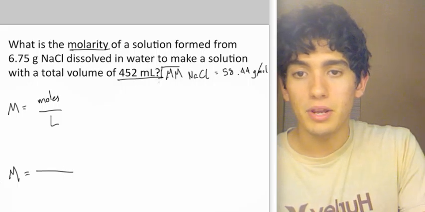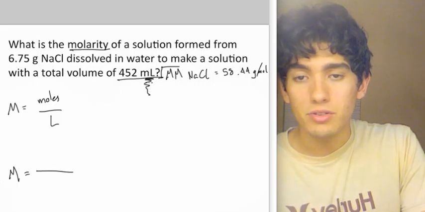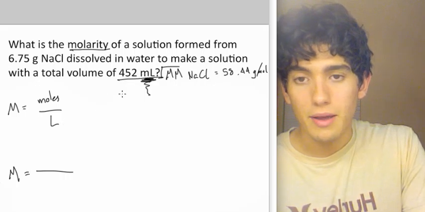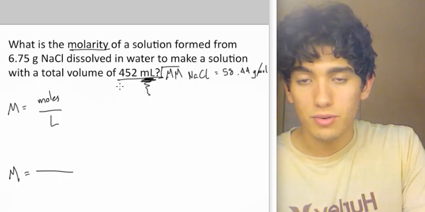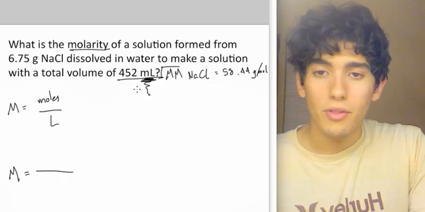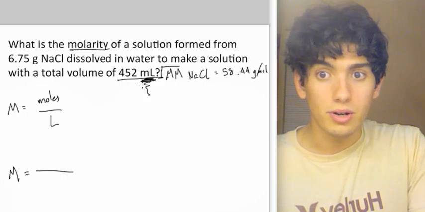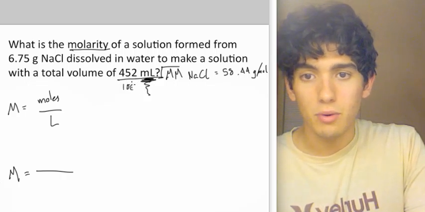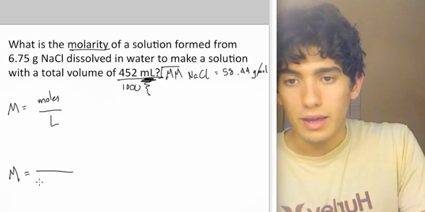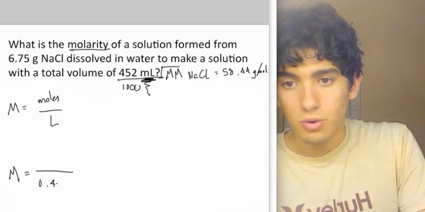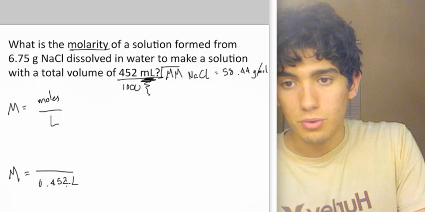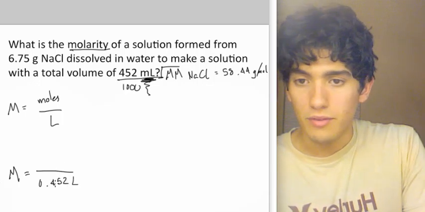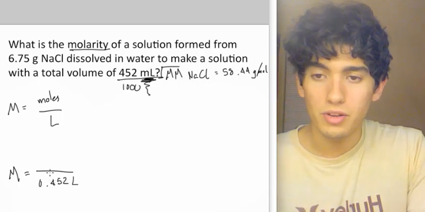But there's a problem here. This volume is in milliliters, and that's not what we need. What we need are liters. It's very close, but it's not what we're looking for. So we're going to have to convert this quantity. But we know that there are 1,000 milliliters in every 1 liter. So by dividing this by 1,000, we know that our solution has a total of 0.452 liters in it. Okay, that means we have half of our whole formula down already.